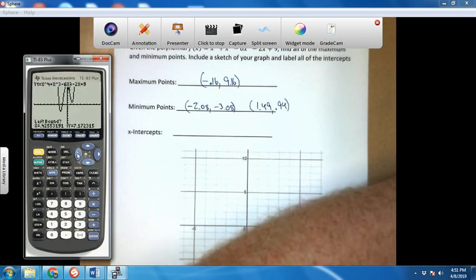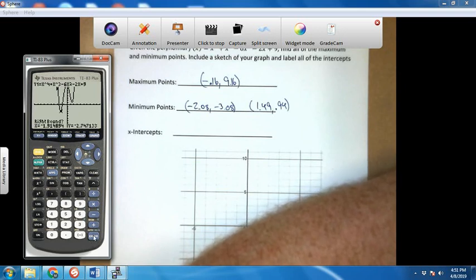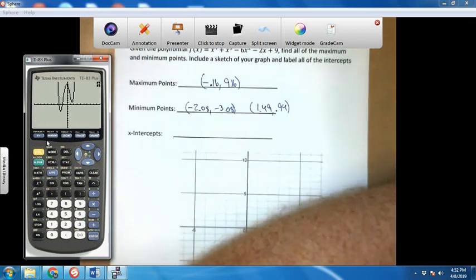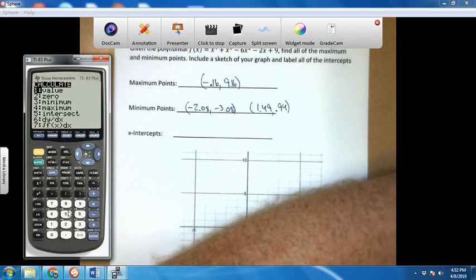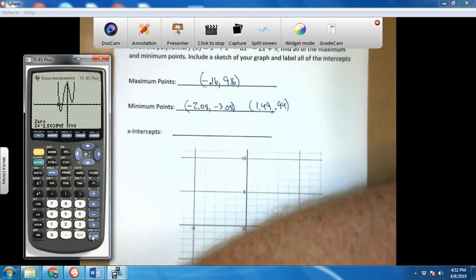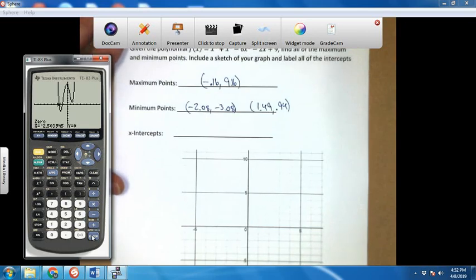Now, same thing. I need to be to the left of that zero point. I'm going to press enter. I'm going to move to the right of that zero point. So that's good. Press enter. Now for guess, I'm just going to press enter again. And it says that zero, oops, looks like I'm going to have to do that again. That zero is at about negative 2.5.